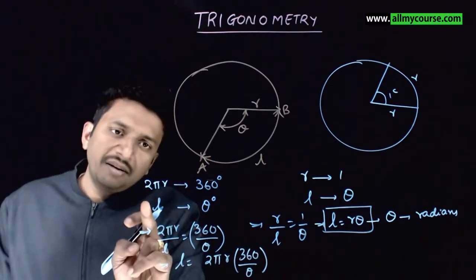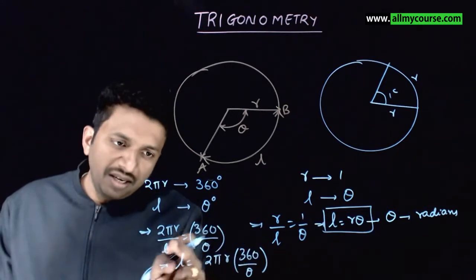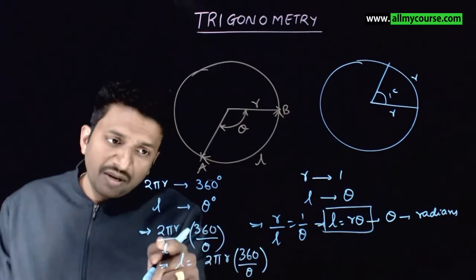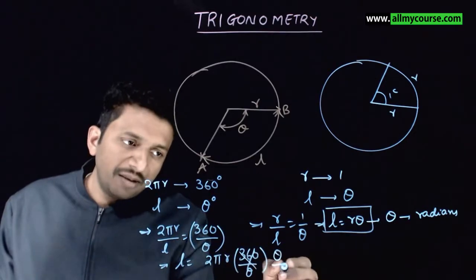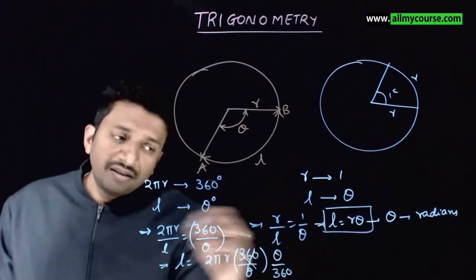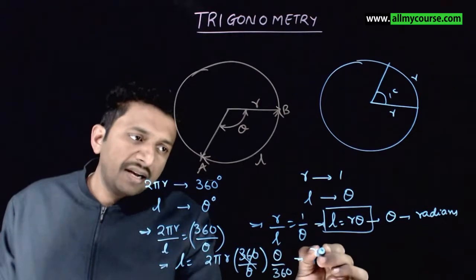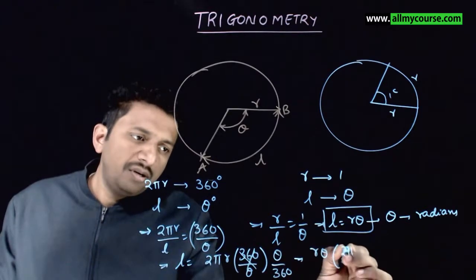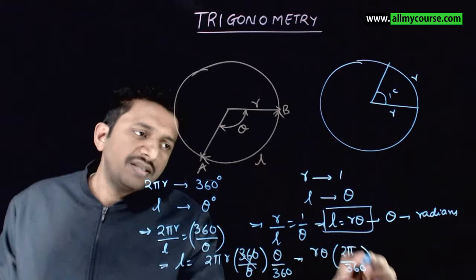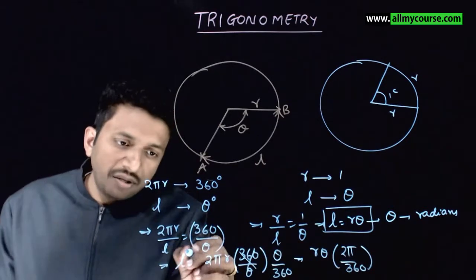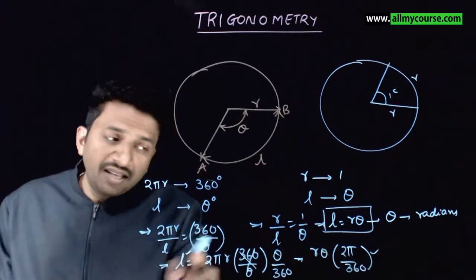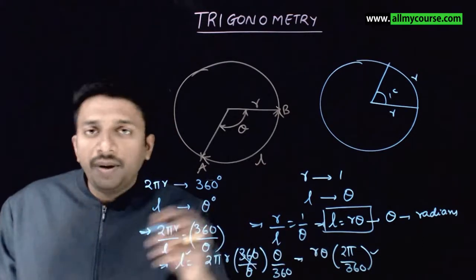2 pi r by L is equal to 360 by theta. So L is equal to 2 pi r into, so it's not 360 by theta, theta by 360. This implies r theta into 2 pi by 360. So if you take the angle in degrees, you have to use this formula. L is equal to r theta times 2 pi by 360.